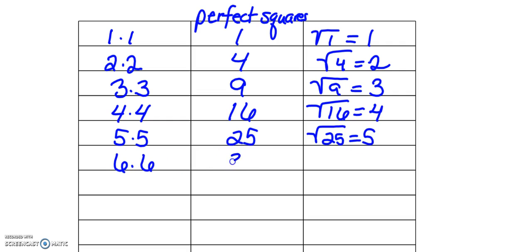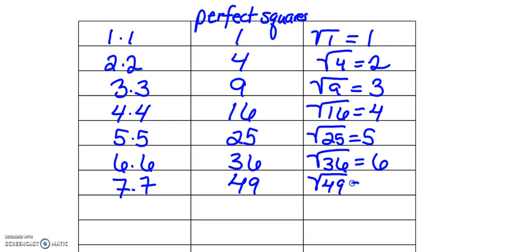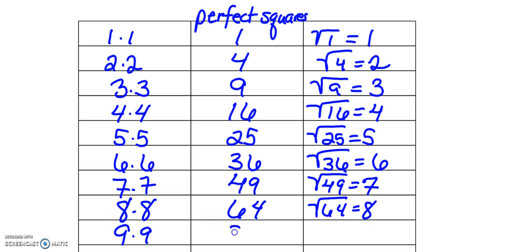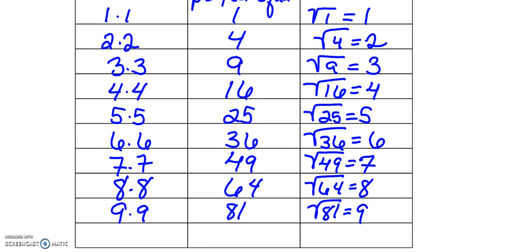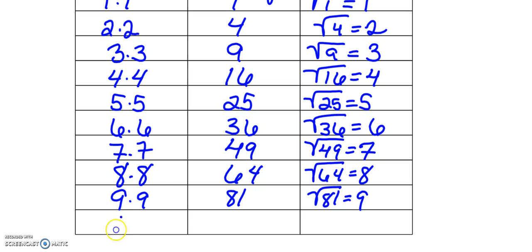6 times 6 is 36, and the square root of 36 is 6. 7 times 7 is 49, and the square root of 49 is 7. 8 times 8 is 64, and the square root of 64 equals 8. 9 times 9 is 81, and the square root of 81 equals 9. And 10 times 10 is 100, and the square root of 100 equals 10.